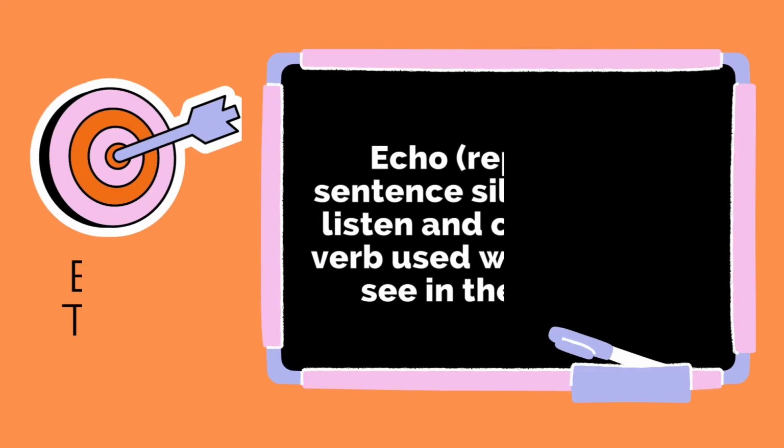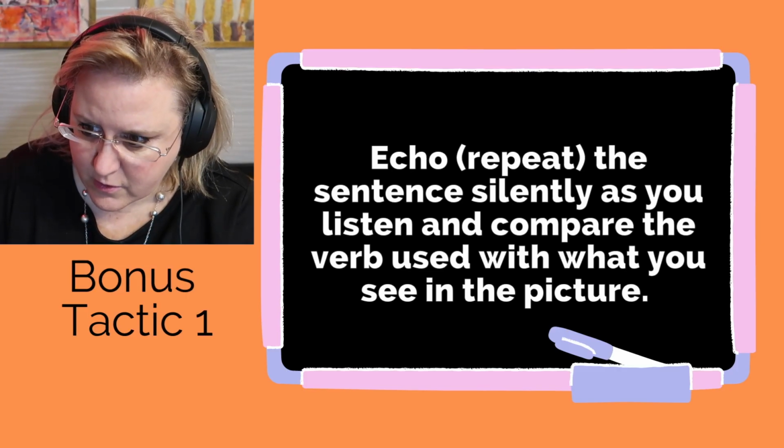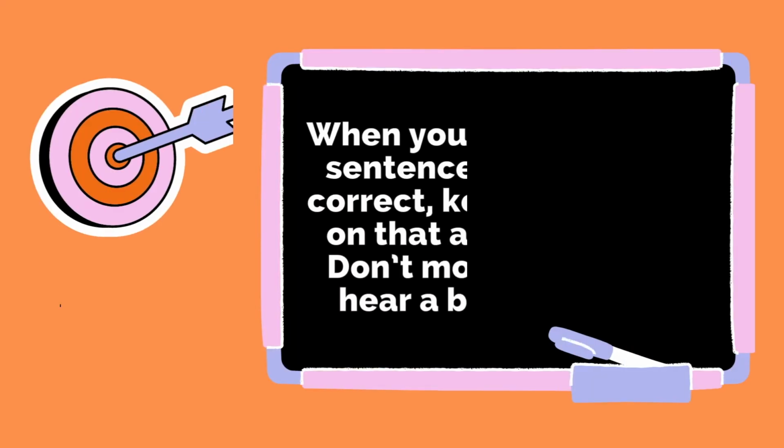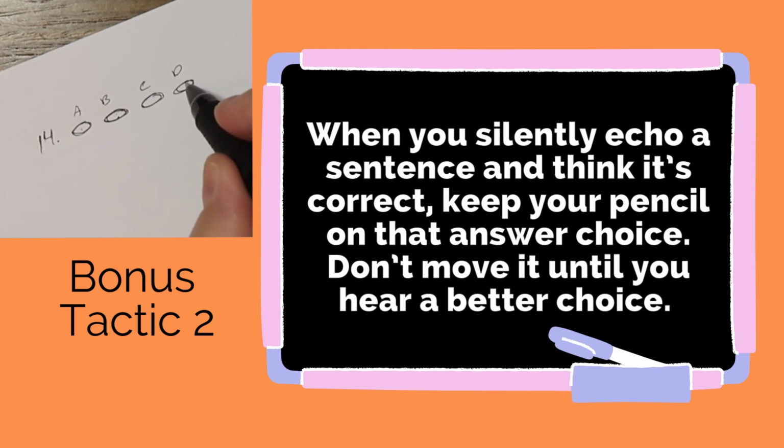Bonus tactic 1. When you're listening to check that the verb relates to the picture, echo or repeat the sentence silently as you listen and compare the verb used with what you see in the picture. Bonus tactic 2. When you silently echo or repeat a sentence and you think it's correct, keep your pencil on that answer choice. Don't move it until you hear a better choice. Answer quickly and move on to the next question.